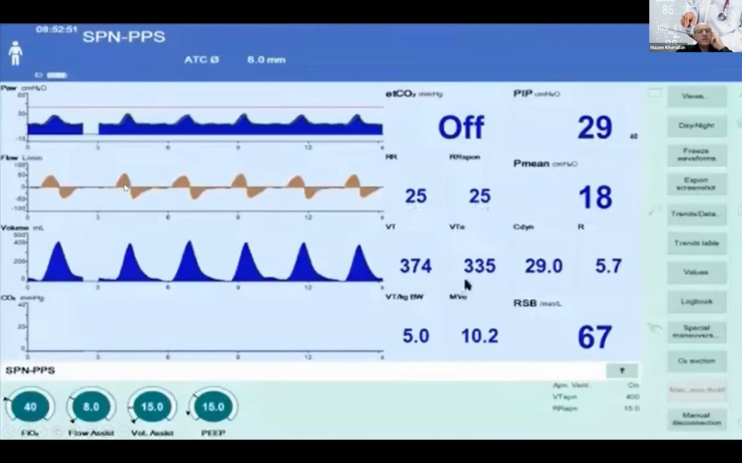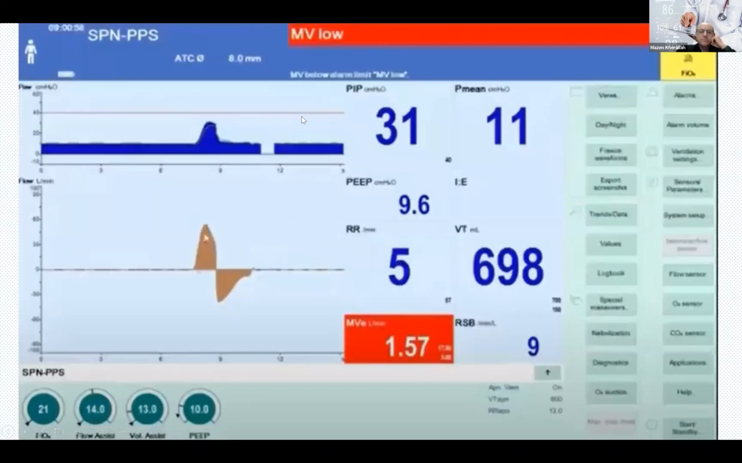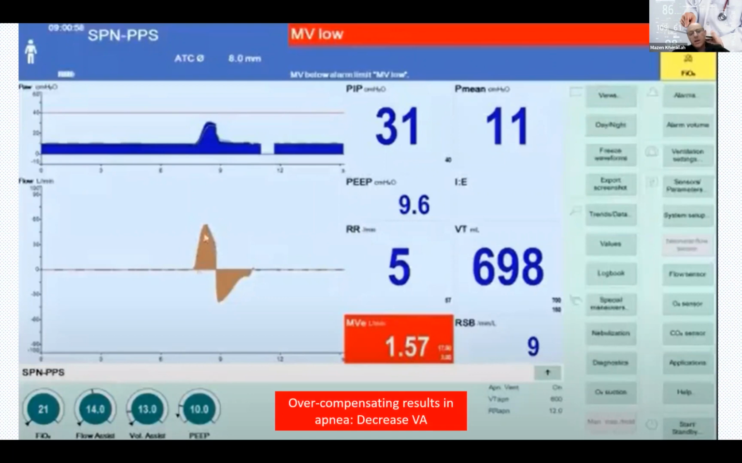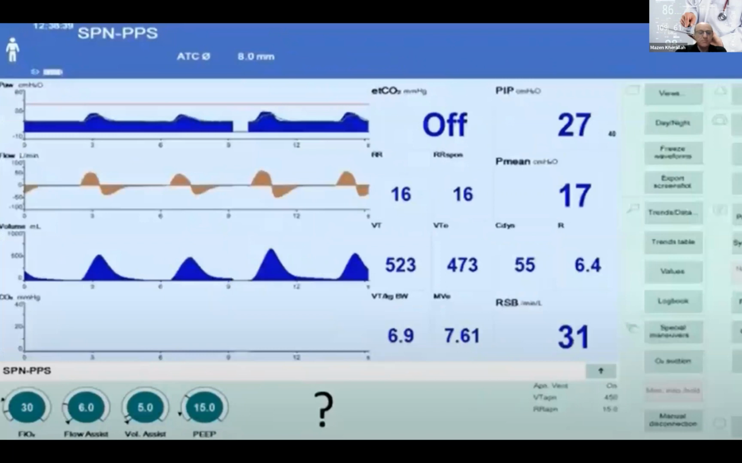Look at how nice the flow waveform is and the pressure increase. Notice the gradual increase in the pressure. That's what you want to see. This is again another overcompensation that results into apnea, and you don't want to have this with your patient. You need to decrease the volume assist for him.